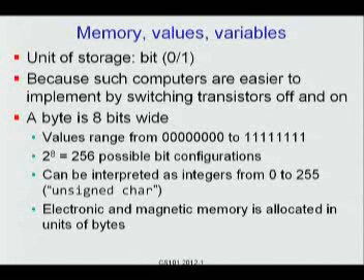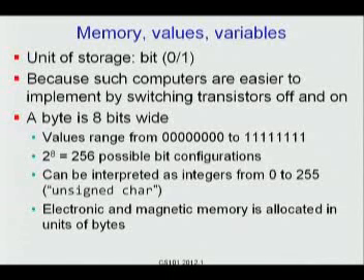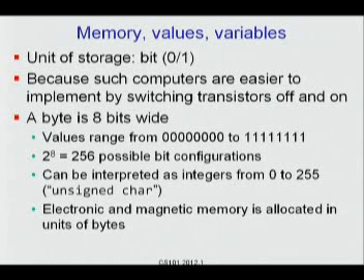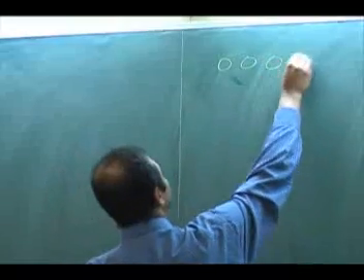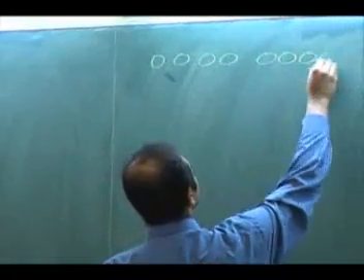Now, these bits are collected into units called bytes, which are 8 bits wide. So if you write down 8 bits, each of which is 0 or 1, side by side, then they can go from all these values, which is all zeros to start with.